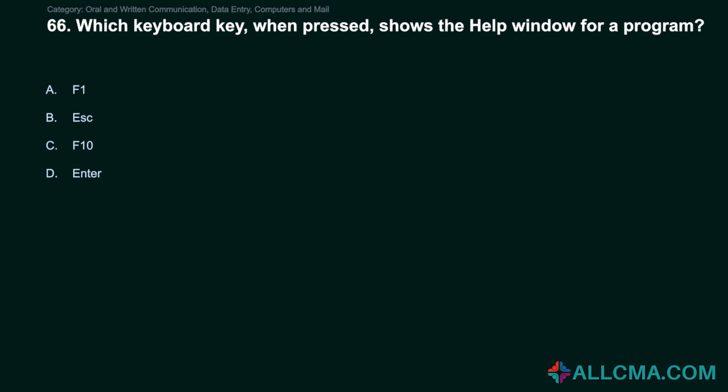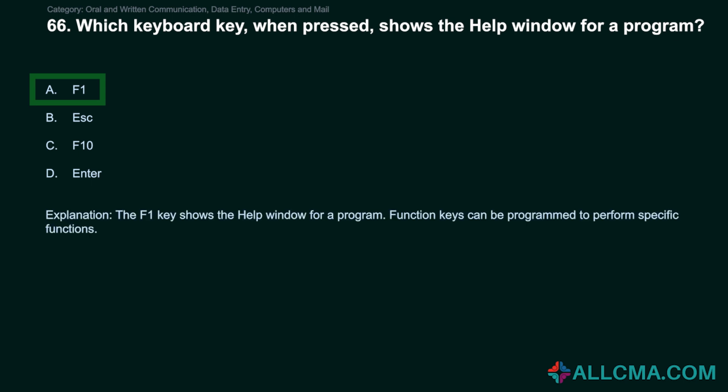66. Which keyboard key, when pressed, shows the help window for a program? A. F1. B. Escape. C. F10. D. Enter. Correct answer, A. F1. The F1 key shows the help window for a program. Function keys can be programmed to perform specific functions.